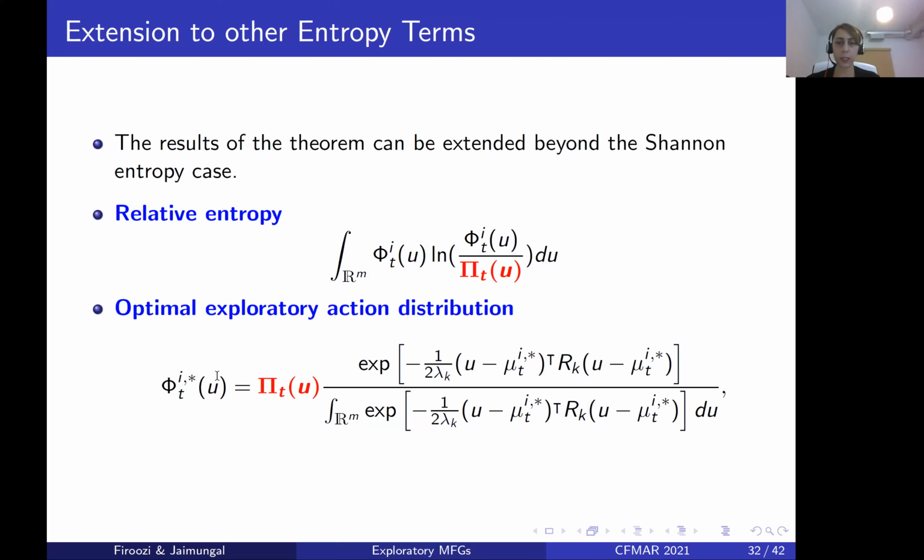Okay, while I am discussing the infinite population case, I would like to discuss a little bit about an extension to other entropy terms. So far, I just included Shannon's entropy term, but the results and the distribution that we have obtained can be extended to the case where we consider other types of entropy. For example, if we consider relative entropy in the objective function, the optimal exploratory action for agent i that we obtain has this form. If you look at this form, this second term is exactly the same as what we had for the Shannon entropy, and this is the prior which we have in the relative entropy. So the optimal action distribution is distorted by this prior once we consider relative entropy in the objective function.